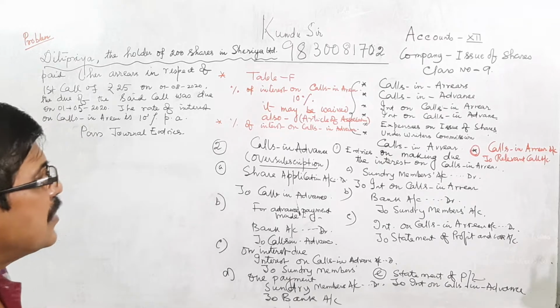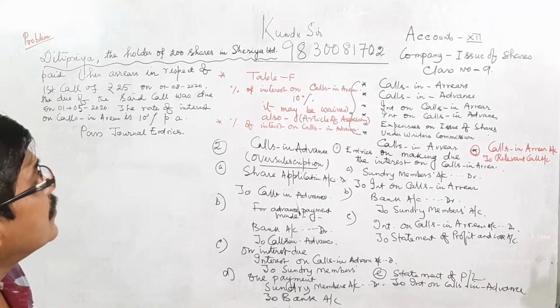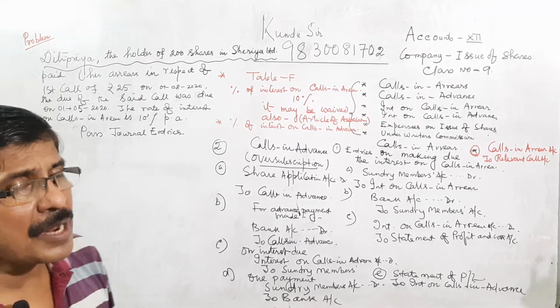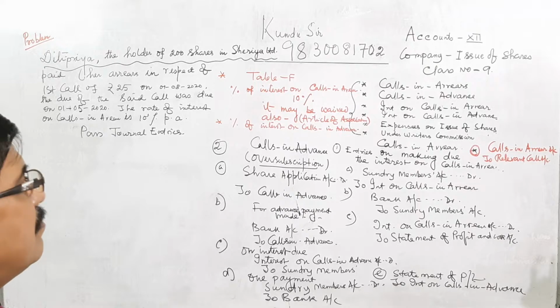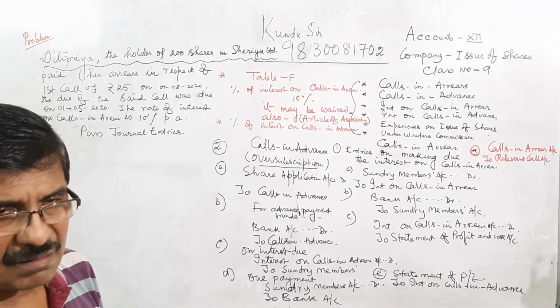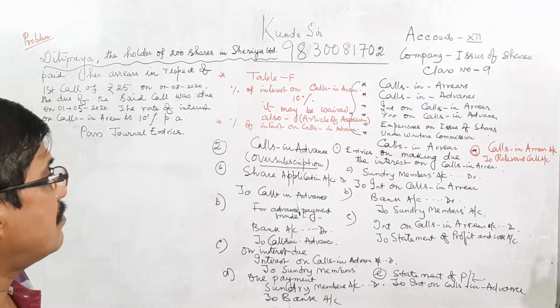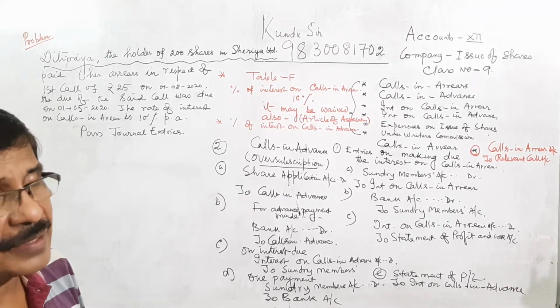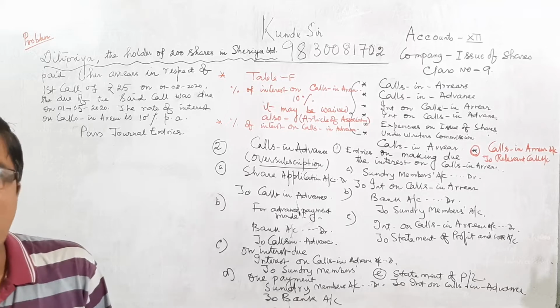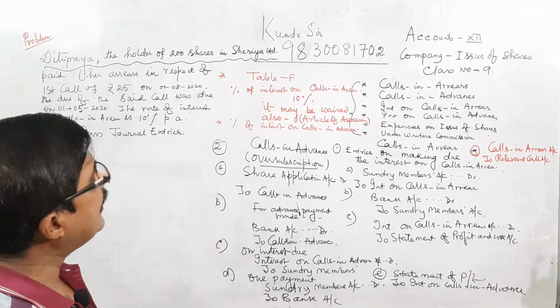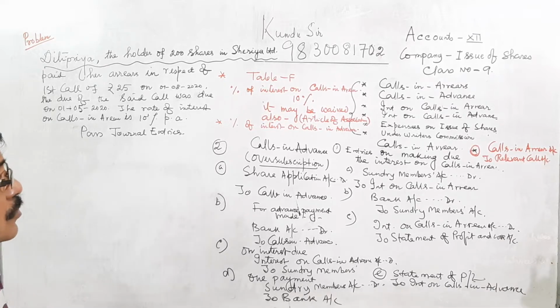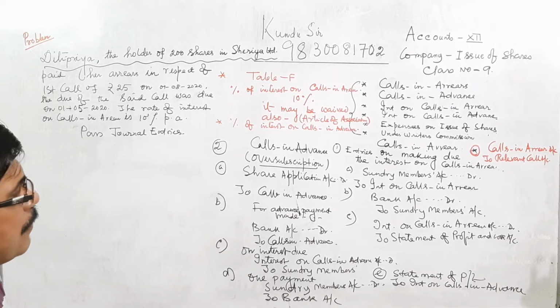Now the question: interest on calls in arrear. Under the Companies Act 2013, under Table F, the rate of interest on calls in arrear is mentioned. It may be a maximum of 10%. If the board of directors or the management of the company decides to waive the interest, they can do so. Otherwise, it is not waived by the management.